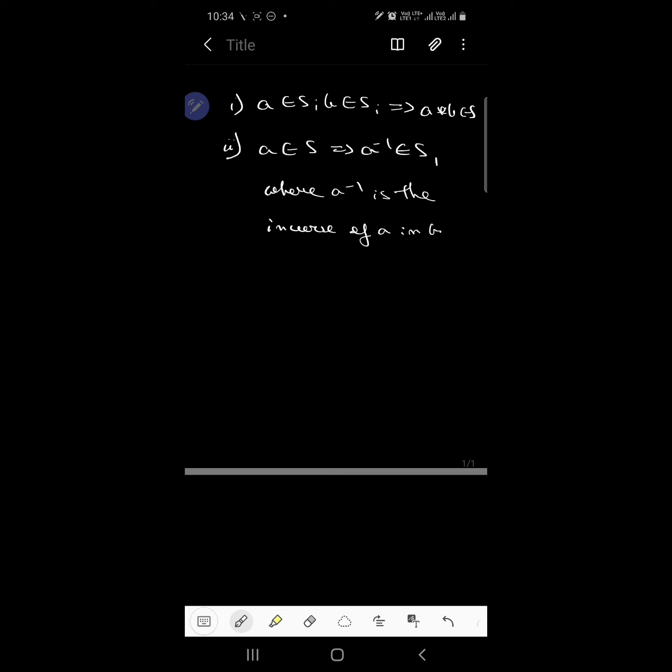and that is that the necessary and sufficient condition that a non-empty subset S of a group G forms a subgroup under the binary operation star are basically: first, A belongs to S, B also belongs to S, which implies that A star B will also belong to S. Secondly, A belongs to S implies A inverse also belongs to S, where A inverse is basically the inverse of A in G. Okay, so let's see how we can prove this.